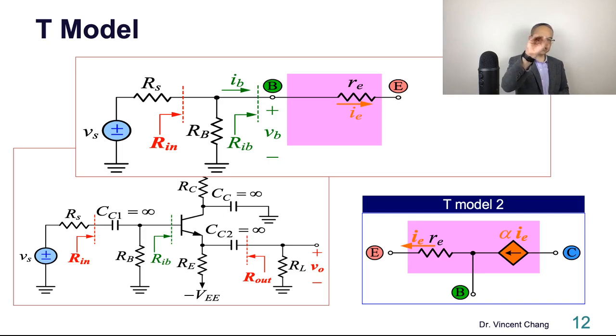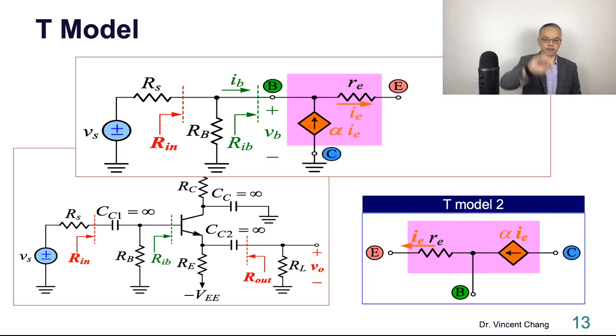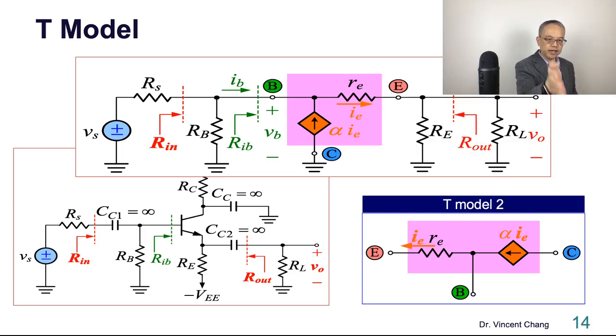So RE, the resistance between emitter and the base looking into the emitter is RE. And then the current controlled current source. So pay attention to the phase, the direction. Don't mess up the direction. And then the resistance between E and the ground, there are two, RE and RL. So this is the overall picture of the emitter follower based on the T model.